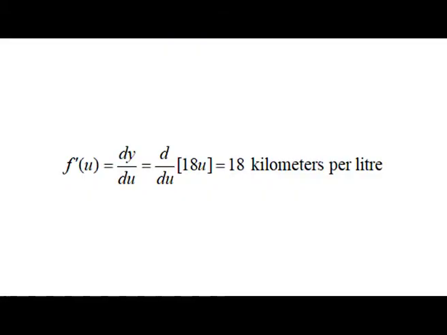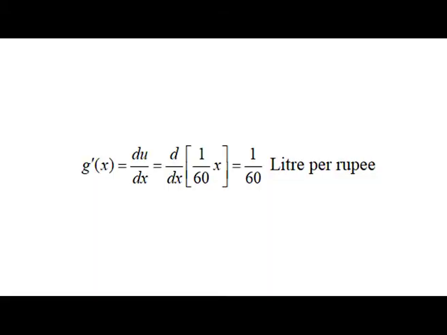Now, by applying the constant multiple rule, we obtain f'(u) equal to dy/du equal to d/du of 18u equal to 18 km per liter. That is, 18 km per liter of petrol is the rate at which your mileage changes with respect to the amount of petrol you use. Also, by applying the constant multiple rule, we obtain g'(x) equal to du/dx equal to d/dx of 1/60 times x, which is equal to 1/60 liters per rupee.